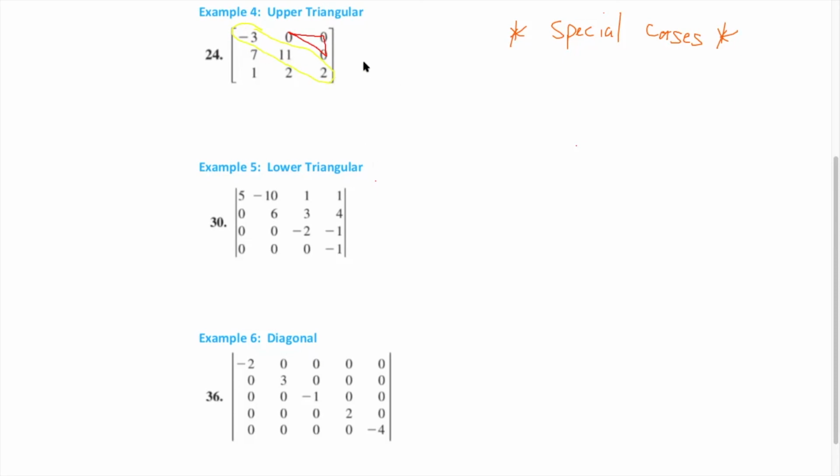So we have -3 times 11 times 2. So if you do that, you have, let's see, -33, -66. That would be the determinant of this matrix. See, it goes really fast.